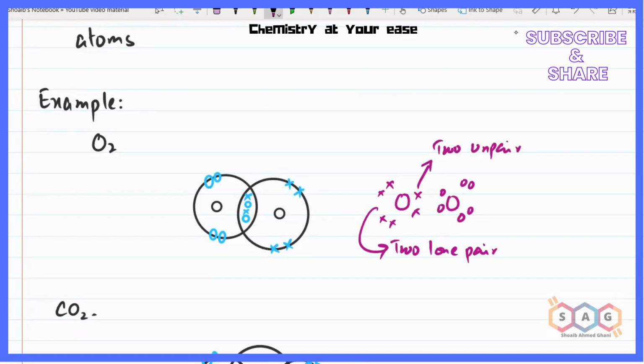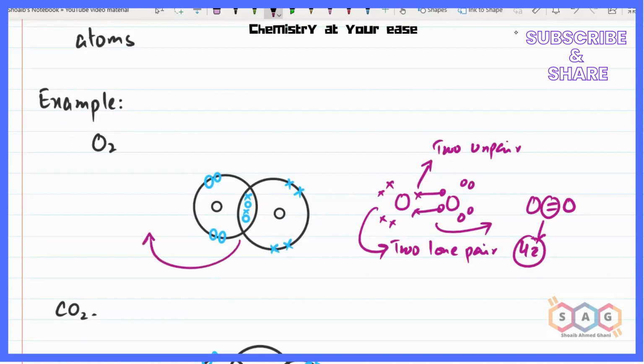Remember one thing: only the unpaired electrons are mutually shared between the two atoms. By the sharing of these two unpaired electrons, a double covalent bond is formed between the oxygen atoms. This double line represents the two pairs of electrons, meaning a total of 4 electrons are shared between the two atoms of oxygen.